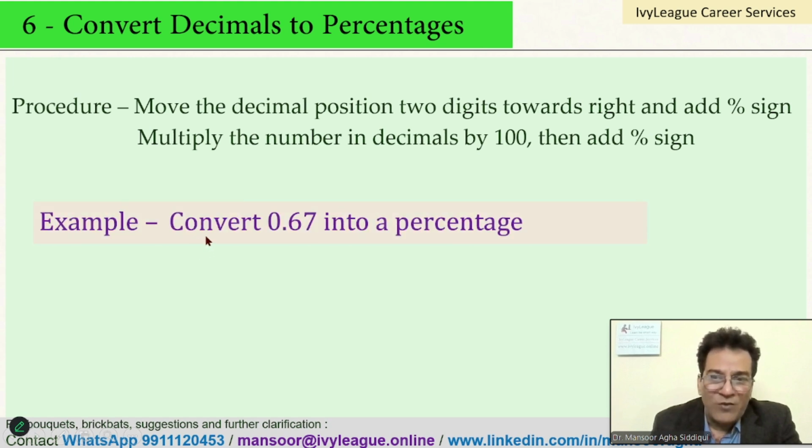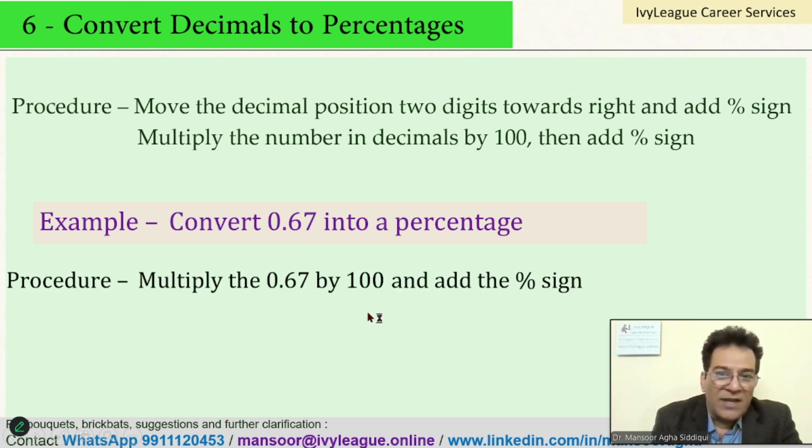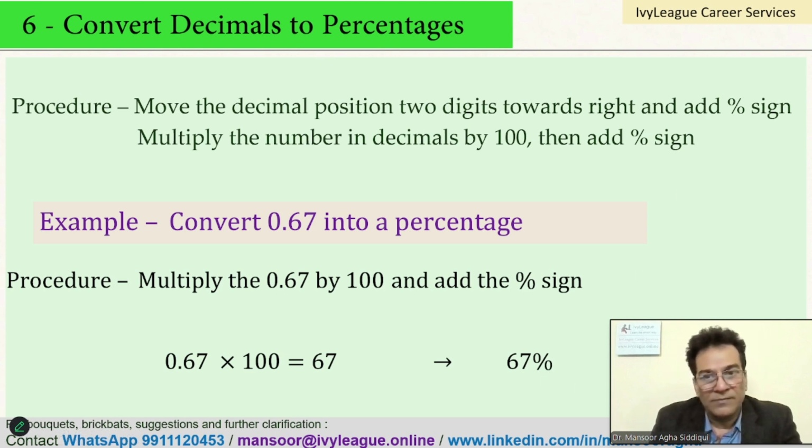So if I have to convert 0.67, which is a decimal value, into a percentage, remember the method is to move the decimal position 2 digits towards the right. So this is 1 digit towards right, this is second digit towards right. I end up getting 67.0. And then I have to add a percentage sign to it. So 0.67 will be equal to 67%. The second method is you multiply the decimal value by 100, you end up getting 67, and then you add the percentage sign. So 0.67 is equal to 67%.